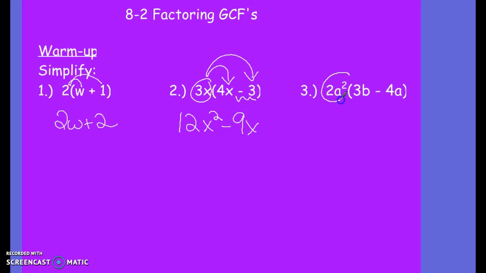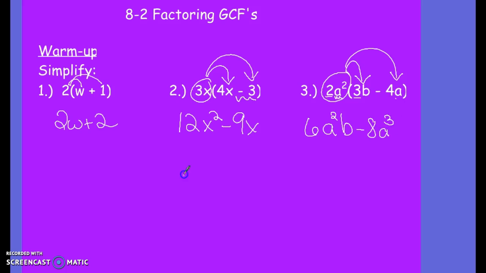Now let's distribute our 2a squared times 3b. 2 times 3 is 6a squared b. 2 times negative 4 is negative 8. A squared times a is negative 8a cubed.